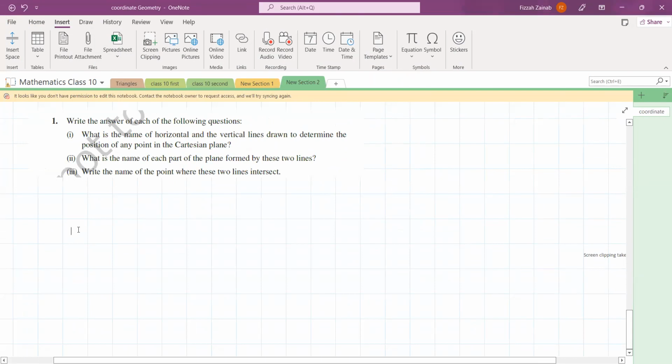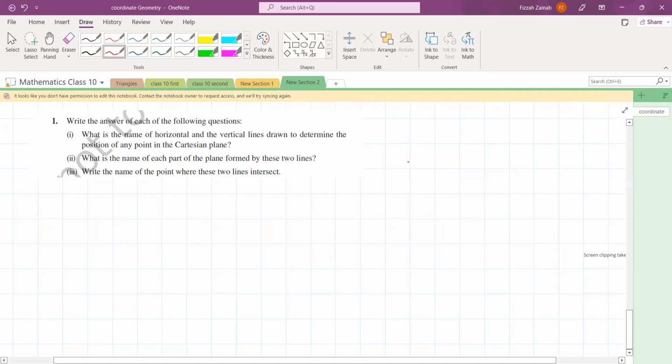Okay, write the answer of each of the following questions. What is the name of the horizontal and the vertical line drawn to determine the position of any point in the Cartesian plane? So they're asking, what is the name of the horizontal and vertical line? So this is the horizontal line, right? And this is the vertical line. So what is the name of this horizontal line? Can somebody tell me? X coordinate.